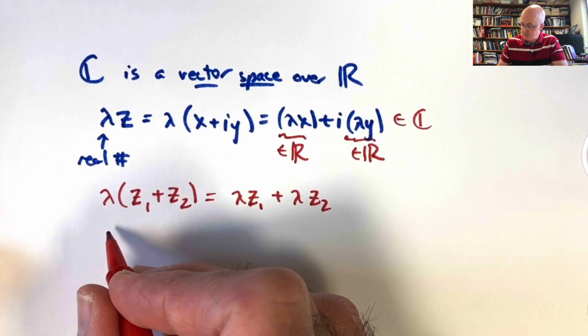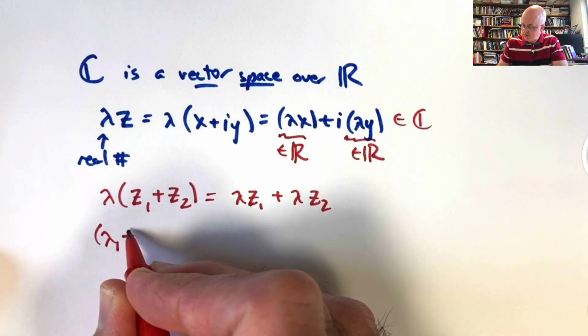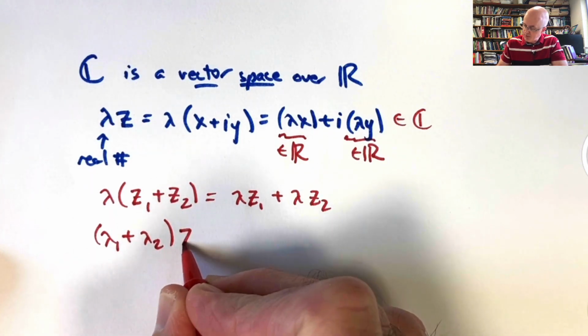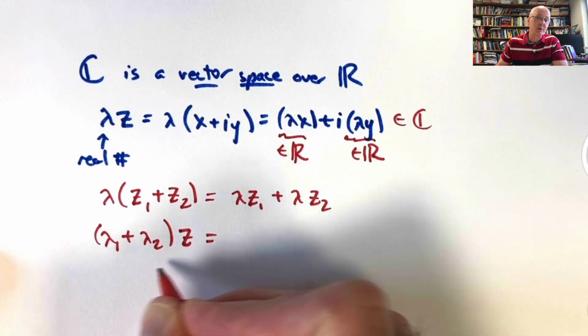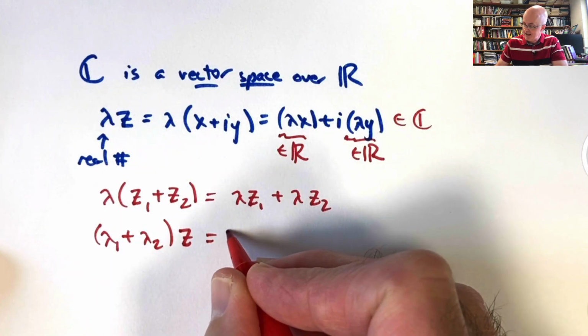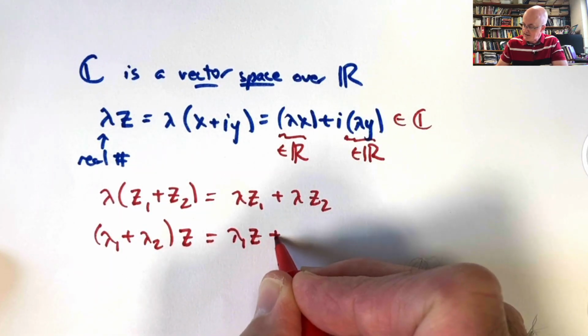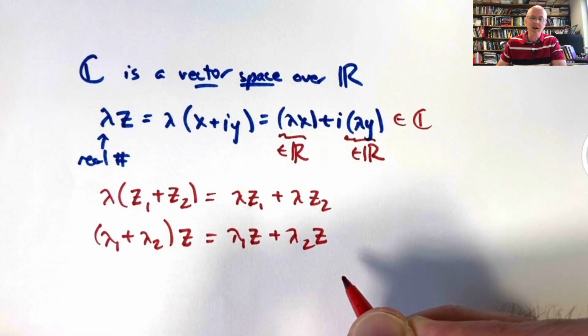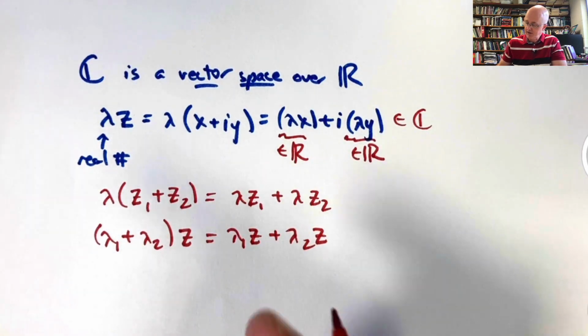There's another distributive property here as well. You can also take the sum of two real numbers, lambda 1 plus lambda 2, and multiply times a complex number, and you can distribute z through the parentheses. You can get lambda 1 times z plus lambda 2 times z. That's another property that vector spaces have. Another kind of property is called associativity.